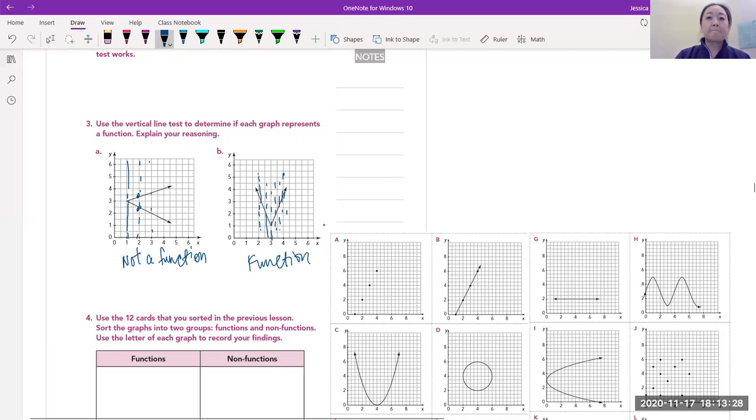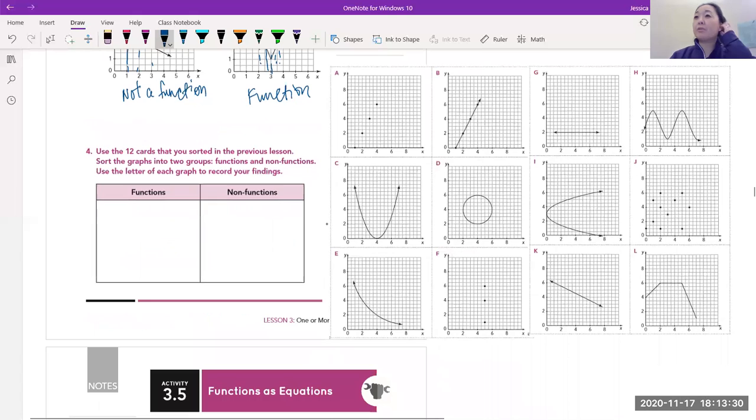Okay. Now we're going to take these graphs, I shouldn't say functions. Remember these graphs? We did this from lesson number 2 in the packet. Now we're going to sort them into function and not a function. This is our last way of determining that. Taking a look at this, vertical line test, this one passes the vertical line test. So yep, A is in here, B is in there.